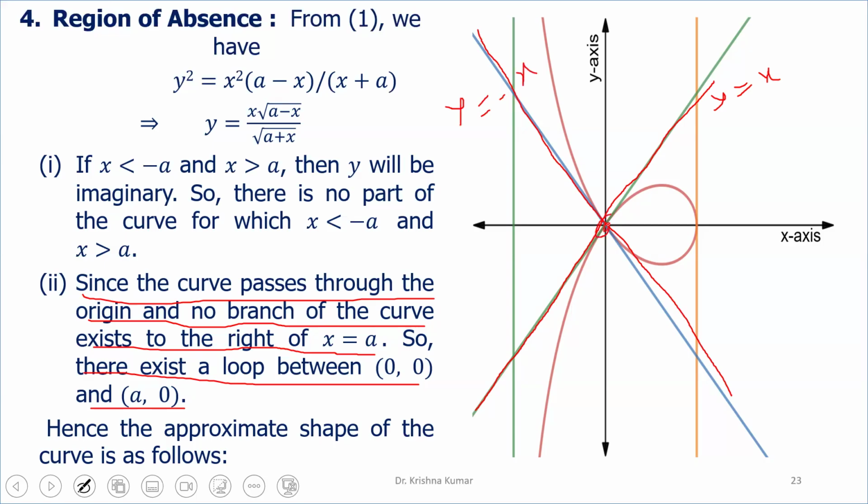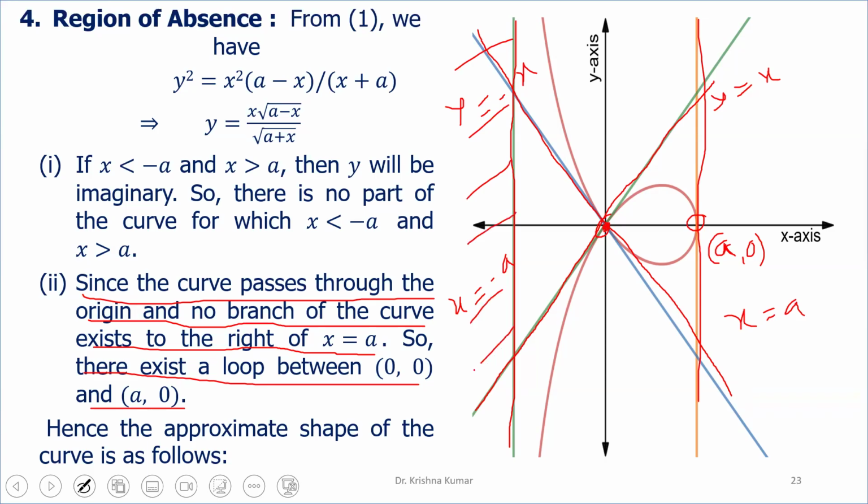Here we are getting 2 points. This is (0, 0), and this is (a, 0). And now we have already seen that there is no part of the curve which is less than x equal to minus a, and which is also greater than x equal to a. So this is the part where the curve will not exist. And now x equal to minus a is the asymptote. So the curve, let me again try to draw the curve.